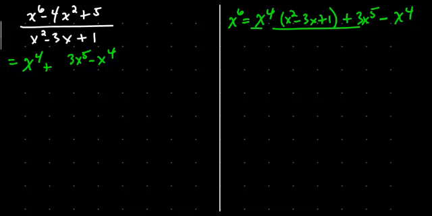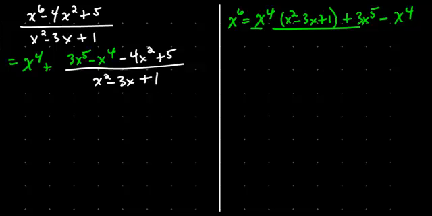Alright, and now let me go back to minus 4x squared plus 5 all divided by x squared minus 3x plus 1. Okay? Now I want to rewrite this one in red here, the 3x to the 5th equals blank times x squared minus 3x plus 1. Alright, so I know I need a 3 and I need x cubed, and so I know I need to add 9x to the 4th and subtract 3x cubed.